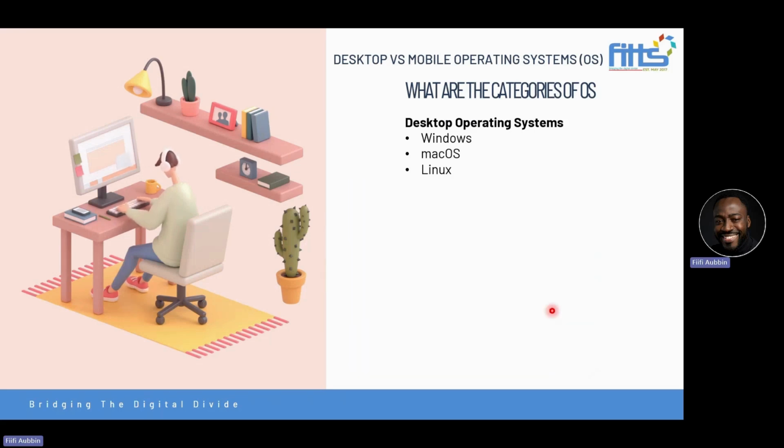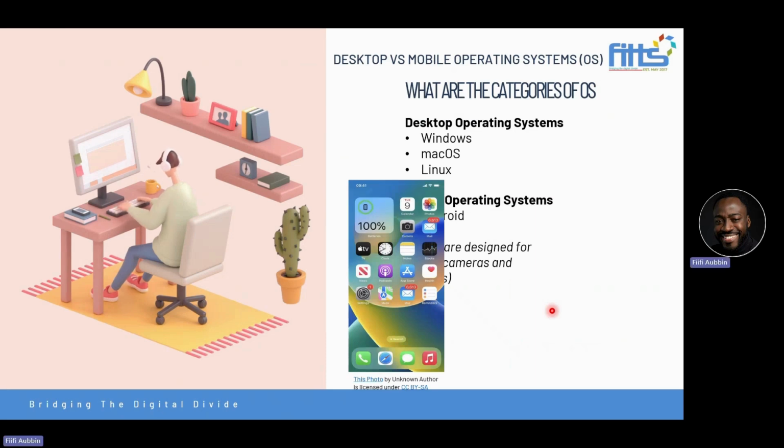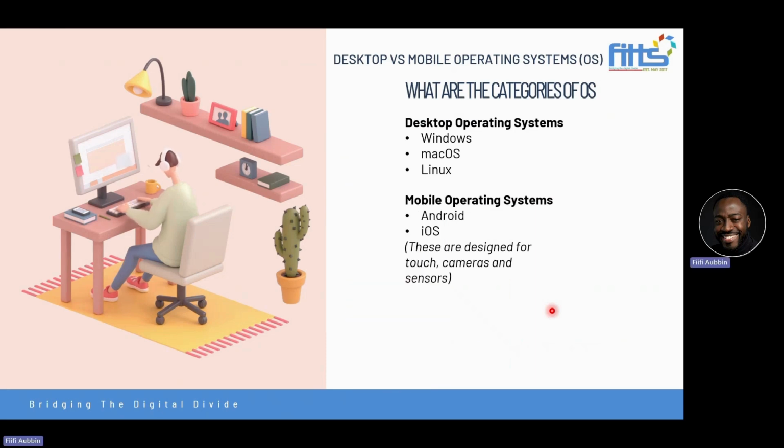Now let's look at the mobile operating systems, which have been designed for touchscreens, cameras, and sensors. Examples include Android and iOS. Even though they look different, they all do the same job. They help you use your device. So this is an example of an Android. Then we've got Apple's iOS.